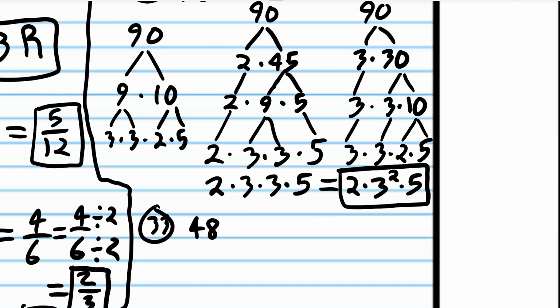Now, why is it called the prime factorization? Because all these numbers are called prime numbers. These numbers up here are not prime numbers. Prime numbers are simply numbers that cannot be factored any further. That's it. No big deal.